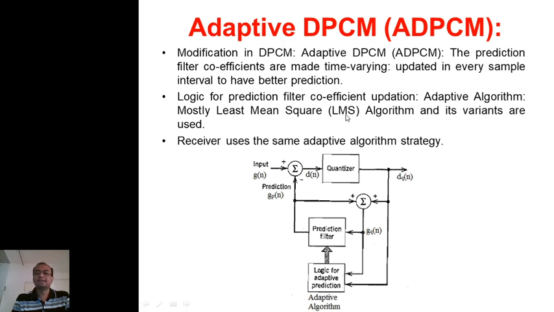It is called the LMS algorithm, and there are many other variants of the LMS available, like NLMS, RLS, but they are beyond the scope of discussion here. So this kind of sophisticated algorithm can be used to make this coefficient adaptive, and hence the prediction accuracy will be improved, right? Now if we have this at the transmitter, remember the receiver uses the same adaptive algorithm strategy. Whatever we are using in the feedback path in the transmitter is actually in my receiver.